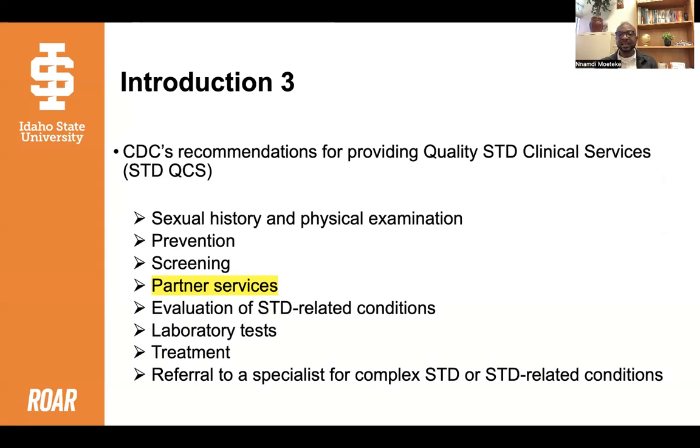The CDC organized the recommendations for quality STD clinical services into 8 sections. These include sexual history and physical examination, prevention, screening, partner services, evaluation of STD-related conditions, laboratory tests, treatment, and referral to a specialist for complex STD or STD-related conditions. So again, here we see the emphasis on partner services.